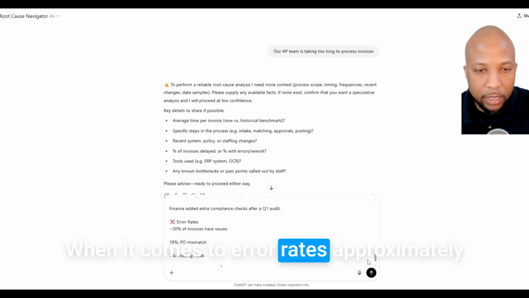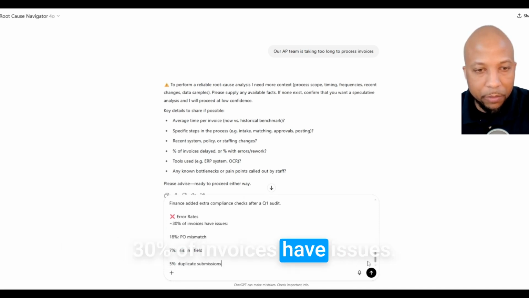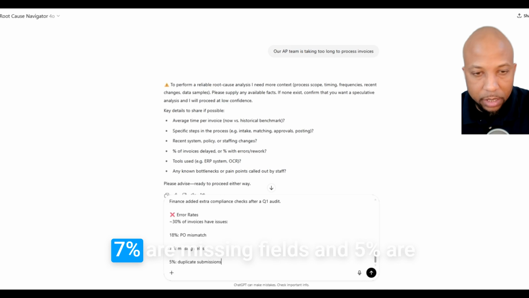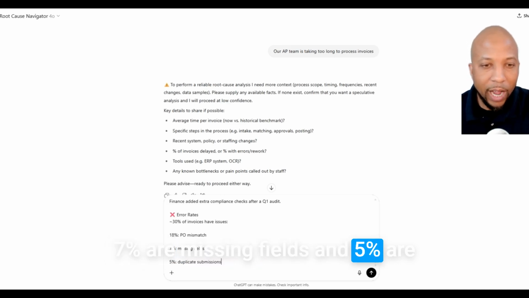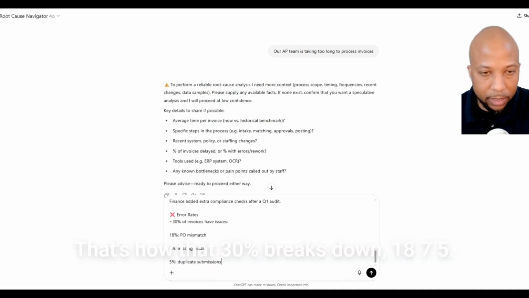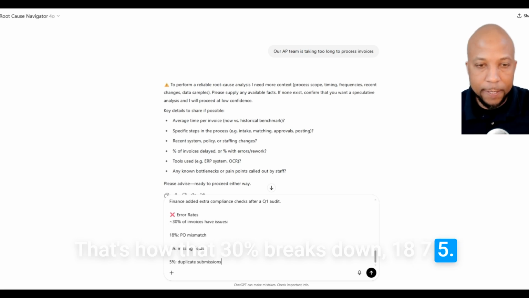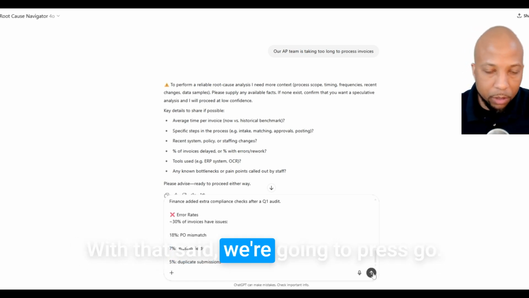When it comes to error rates, approximately 30% of invoices have issues. 18% have a PO mismatch, 7% are missing fields, and 5% are duplicate submissions. That's how that 30% breaks down: 18, 7, 5. With that said, we're going to press go.